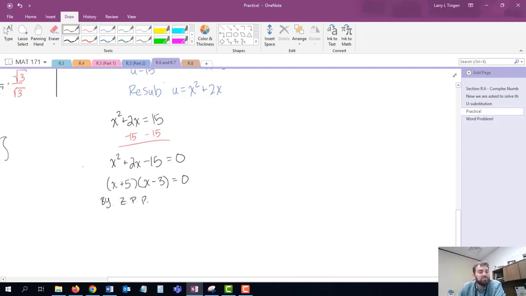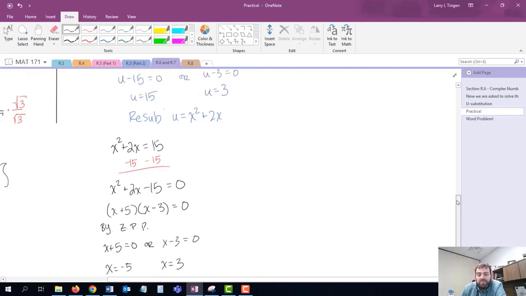So by the zero product principle, two things multiply to give me 0, which means one of them is 0. So x plus 5 is equal to 0, or x minus 3 is equal to 0. Solve them both. X is negative 5. X is 3. And now remember, I have an entire other substitution to deal with. So my u is equal to 15 got me down this side. How about my u is 3?